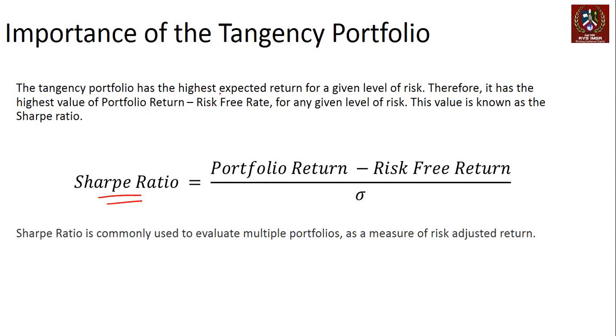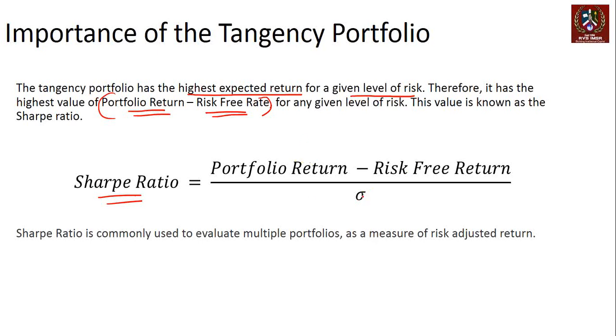So what is the importance of the tangency portfolio? The tangency portfolio has the highest expected return for a given level of risk. Therefore, it has the highest value of portfolio return minus risk-free rate, right? That's called the risk premium. This value is known as the Sharpe ratio. How do you get the Sharpe ratio? You take the portfolio return, subtract the risk-free rate from that, and divide by the sigma of the portfolio. What does this mean now?